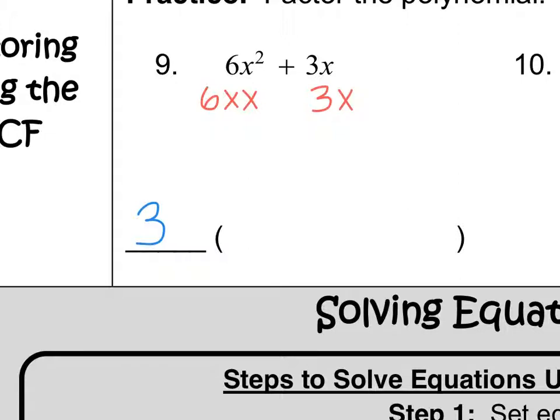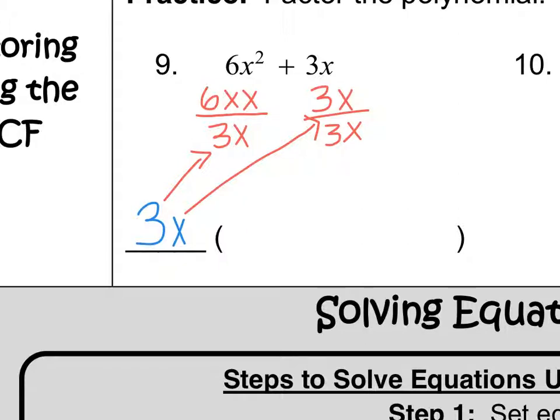Now I'm going to look at my variables. I have 2 x's over here, but I only have 1 here. So only 1 is in common with both of them. So I'm going to pull out an x. Okay, so now to figure out what goes in my parentheses, what's remaining, I'm actually dividing out this 3x from both of them. So I've taken my greatest common factor and I'm dividing it into both of my terms.